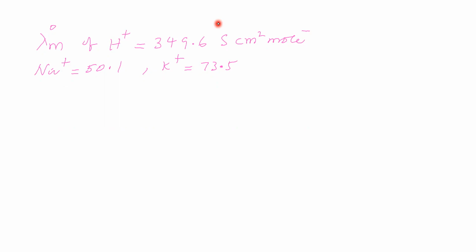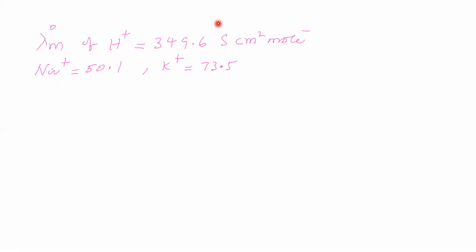We will see the difference. Na plus and K plus difference, we will see how much difference is there. H plus and Na plus difference, H plus and K plus difference. This indicates the difference is much high. That means lambda m naught of H plus is much high. Here also the difference is much high, here the difference is less. Na plus K plus difference is less, but H plus Na plus difference is high.